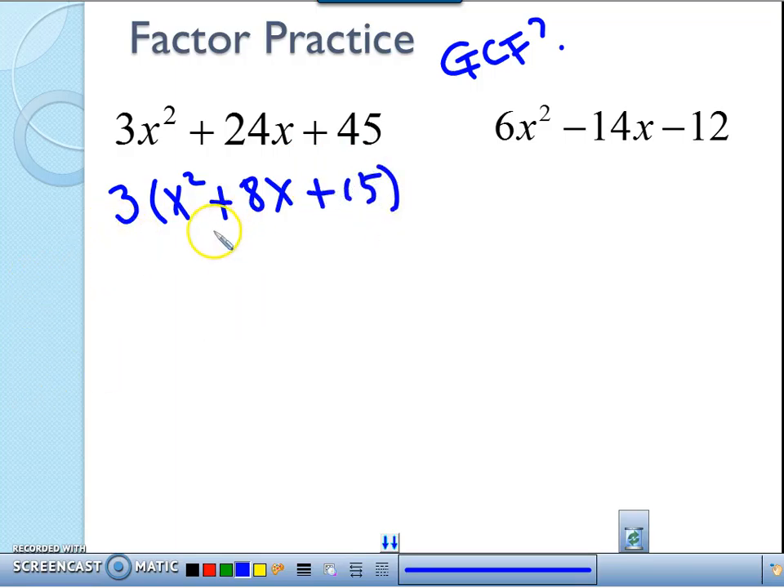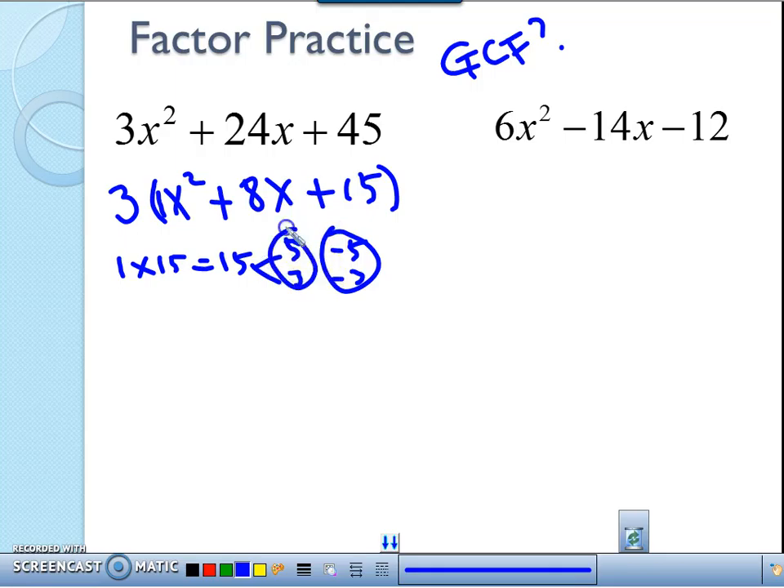Once you have this, we're just going to factor inside the parentheses. So this is a 1, A times C. So 1 times 15 is 15. What 2 numbers can I multiply to get 15, but that's going to give me positive 8 when I add them? So if I do 5 times 3, that's 15. If I do negative 5 times negative 3, that gives me 15 too, but when I add these two, I don't get positive 8. I need to get positive 8, so this will be the answer, 5 and 3.